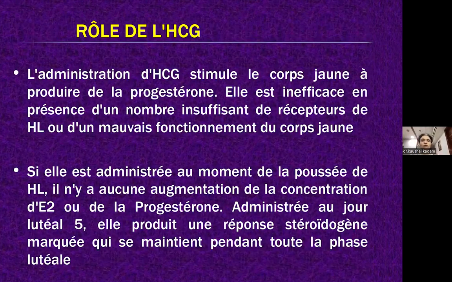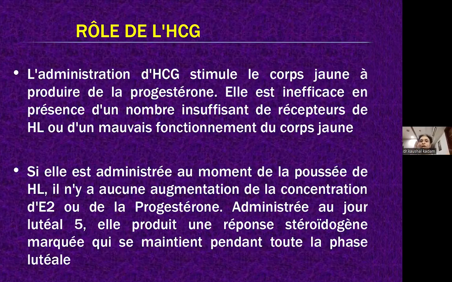What is the role of HCG? Administration of HCG stimulates the corpus luteum to produce progesterone. It is ineffective in the presence of an inadequate number of LH receptors or a malfunctioning corpus luteum. So if given at the LH surge, there is no increase in E2 or progesterone concentration. But given on luteal day 5, it produces a marked steroidogenic response which remains throughout the luteal phase.